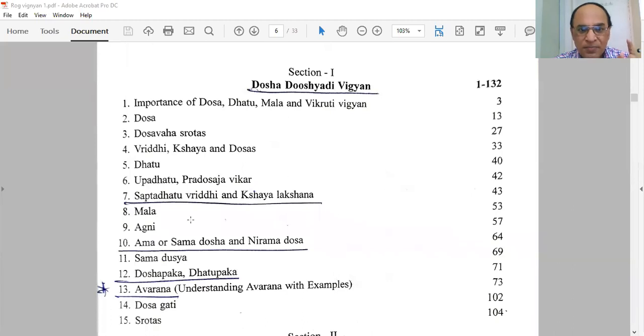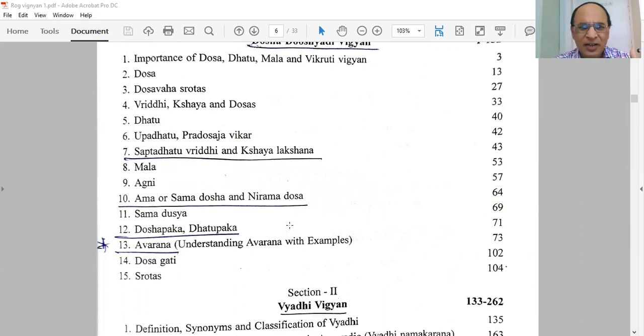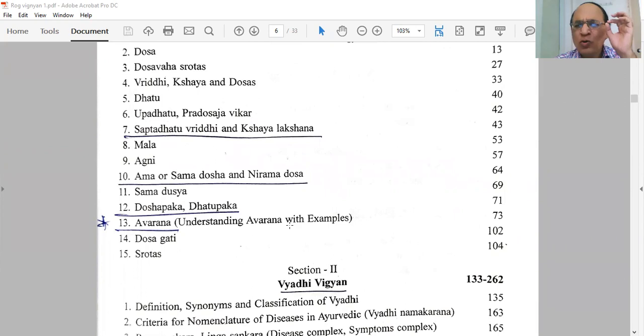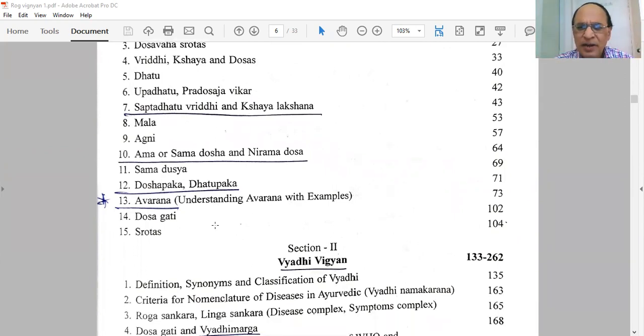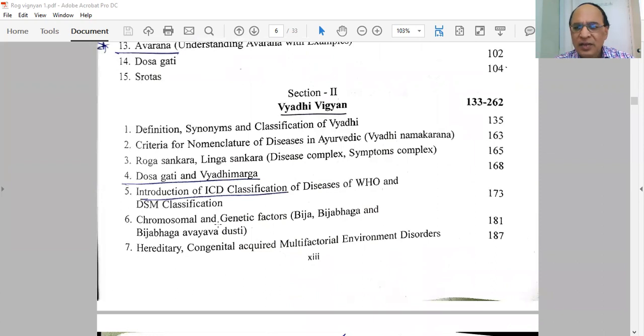For example, you can see Sapta Dhatu Vriddhi and Kshaya Lakshana. Rasa Vriddhi, Rasa Kshaya. Rakta Vriddhi, Rakta Kshaya. Then Ama concept, Sama Dosha, Nirama Dosha concept. Then Dhatu Paka and Dosha Paka concept. And the most important, I have made a star, Avarana. This is very nicely explained by Dr. Vivekananda. Then Vyadhi Vigyan, Dosha Gati and Vyadhi Marga.